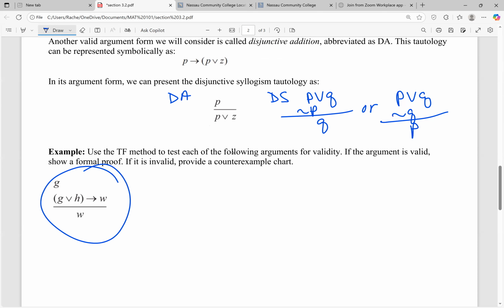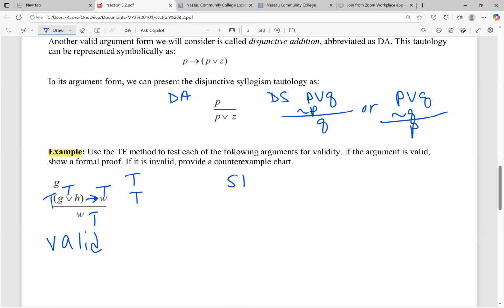So first, let's test this argument here to see if it's valid or invalid. So we have two premises. We're going to assume that they're true. So if G is true, then G is true over here, and true or anything is going to be true. And we have a conditional. So true implies W has to be true in order for that statement to be true. And then my conclusion is true. So this is valid. So let's set up a formal proof.